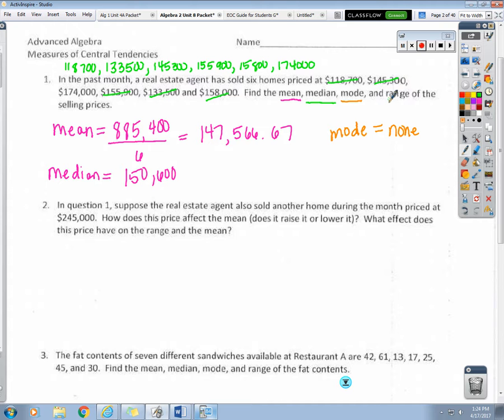Okay, and then the last thing they want you to find is range. How do you find range? Right, the highest minus the lowest. So you would start with 174,000, and then from that subtract 118,700, and you get what? 55,300.